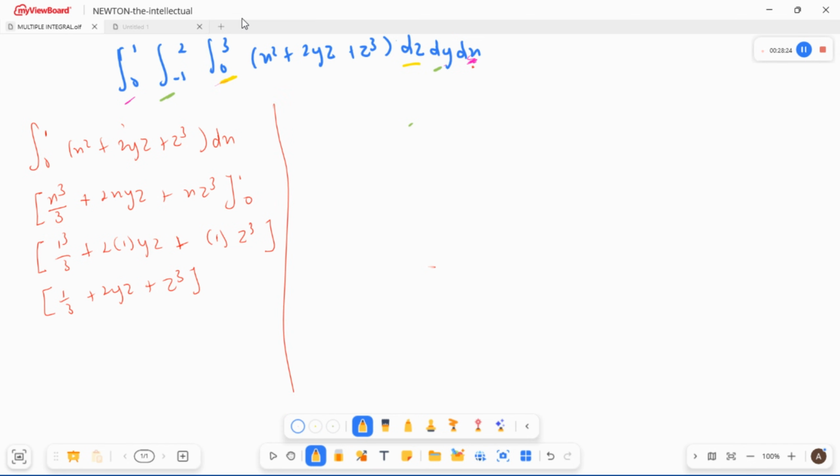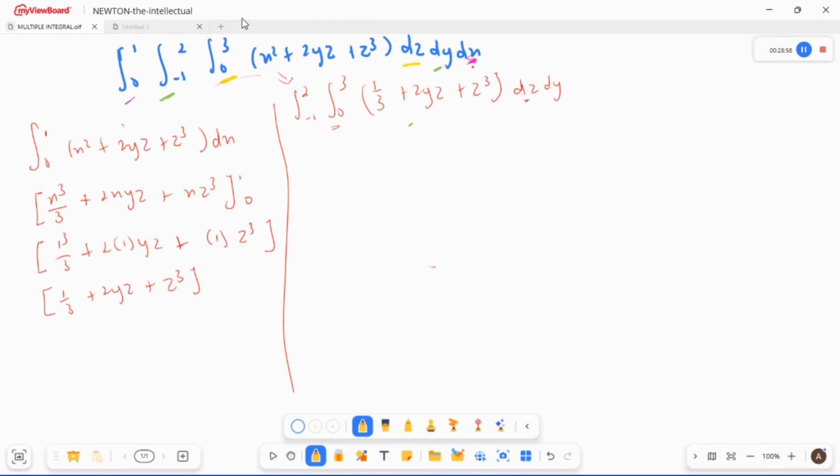So now we can plug it into any of these, but I'm going to rewrite it first. What we have left is minus 1 to 2, then 0 to 3, and then 1 over 3 plus 2yz plus z cubed, then dz dy left because we have done dx. So now you can see we have reduced this triple integral to a double integral, and then we can solve. Now if you look at it again, the easiest one to do now is going to be from 0 to 3, right? So we're going to go for that next, and from 0 to 3 is for dz.